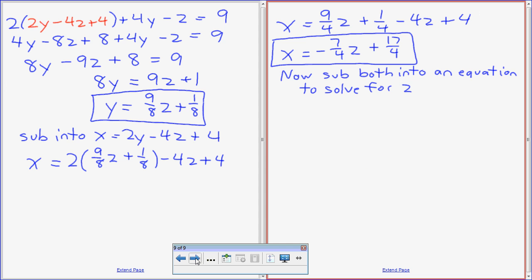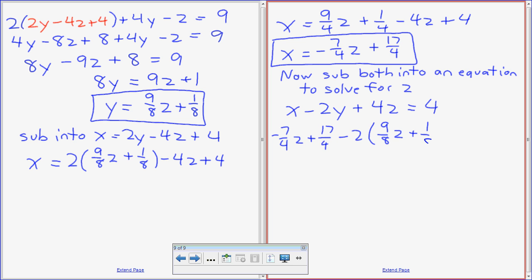I'm going to sub this down into x minus 2y plus 4z equals 4. So this turns into negative 7/4 z plus 17 over 4, oh boy, minus 2 times 9/8 z plus 1/8. Yuck. Okay. Are we all saying yuck? Is this clear?